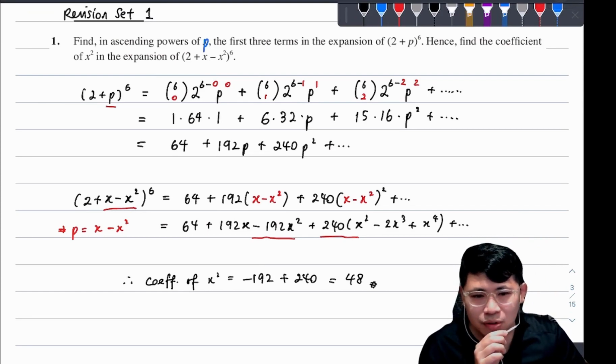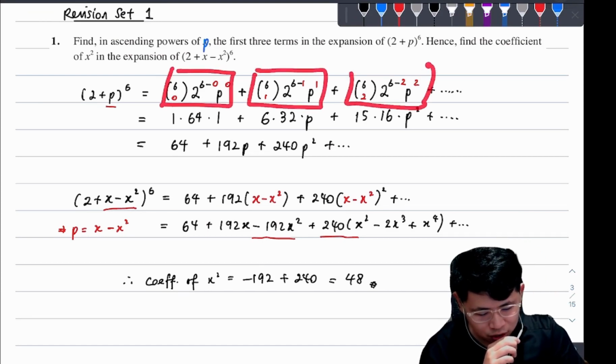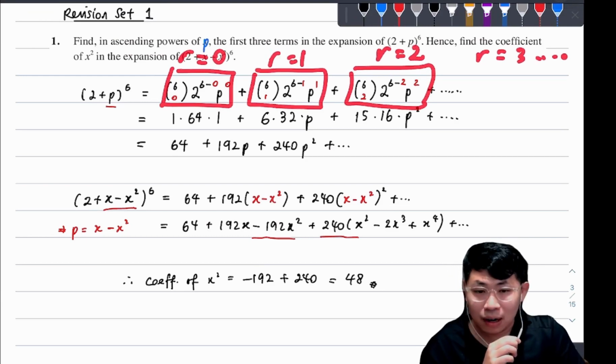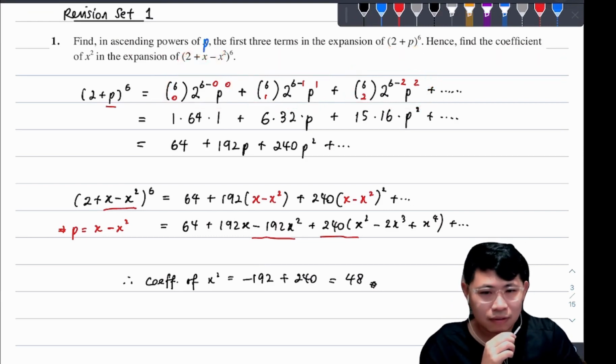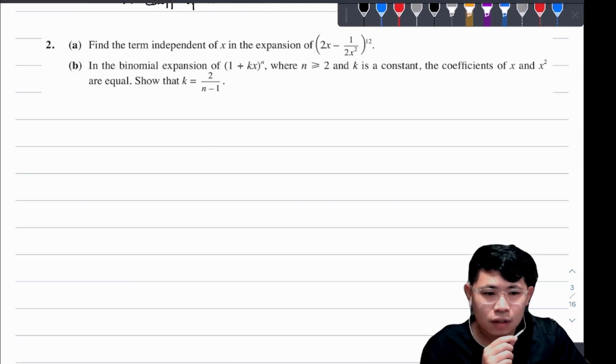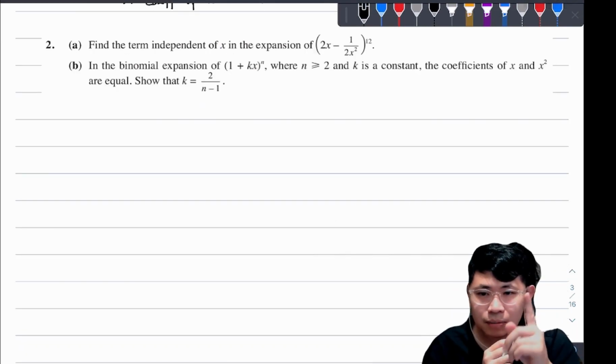And then when do we use the formula? We use it when we expand. So during the expansion, we need to look for different r's. We need to sub in the different r's to expand, all the way to r equals 6. If you are looking for a specific term, then it will be like the next question that we will see later. Okay, question 2. Like what we mentioned earlier, we are looking for the term independent of x.